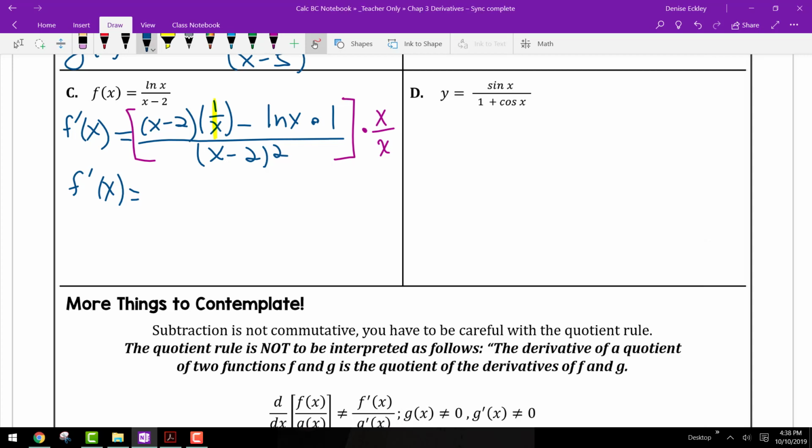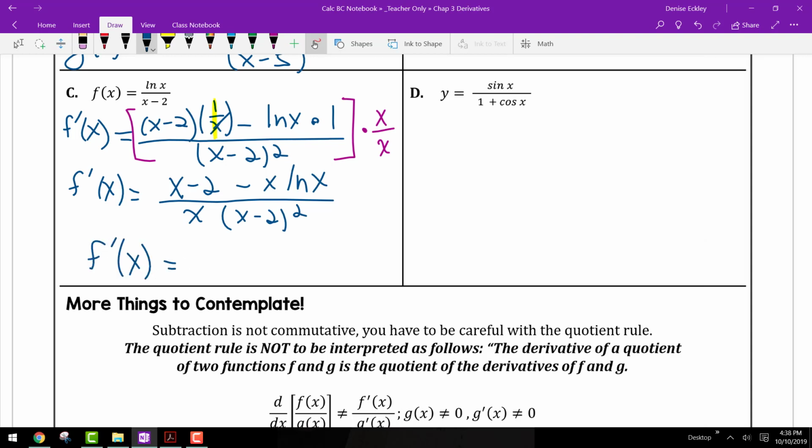So our final answer is going to be x minus 2, because the x's will cancel, minus x ln of x all over x times x minus 2 squared. So just cleaning this up a little. If we want to put it in a different order and make it look a little nicer, you can write this as x minus x ln of x minus 2 all over x times x minus 2 squared. If you want to factor out that x in the top, you can, but there'd be no reason to, because you can't cancel it out anyway.